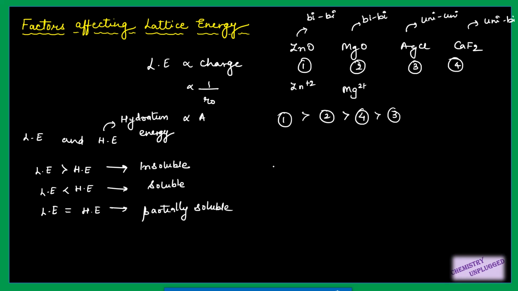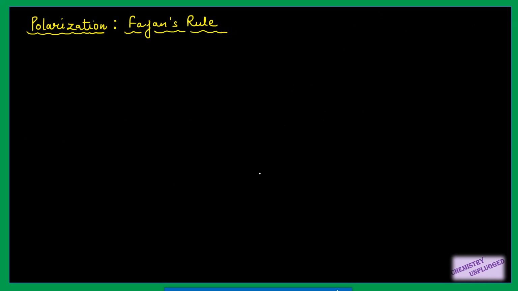Then the next point is polarization and Fajans rule. We all know about Fajans rule, so we will take the important points of this, right? First I want to give you an introduction about Fajans rule: all the bonds are not purely ionic in nature, they sometimes have covalent character, and when the covalent character increases they are called covalent, and when their ionic character is prominent they are called ionic. So how will we decide that covalent character is increasing? We can use Fajans rule.